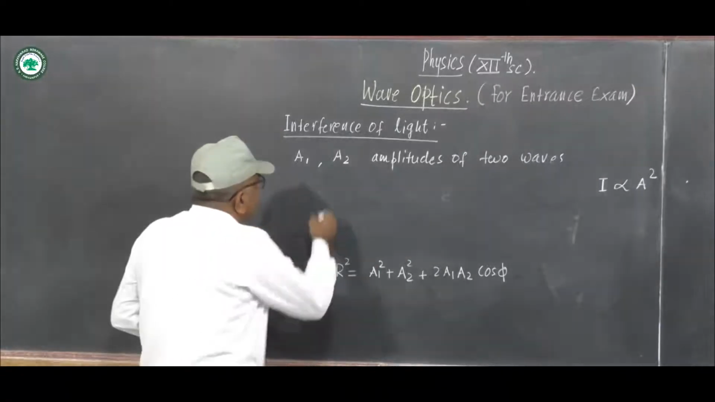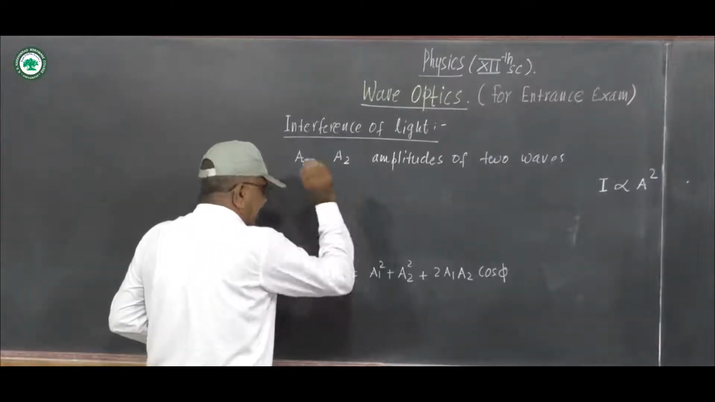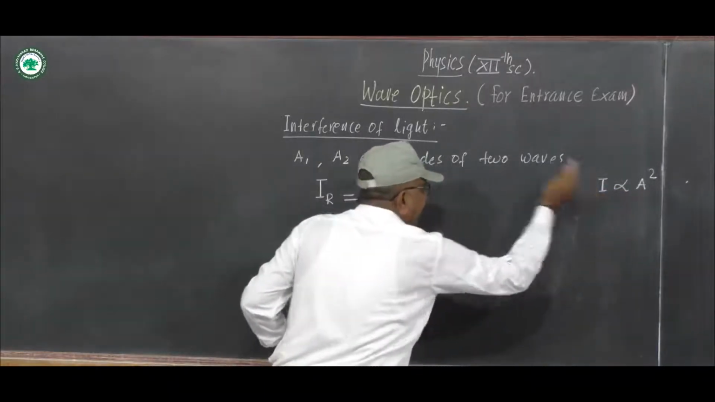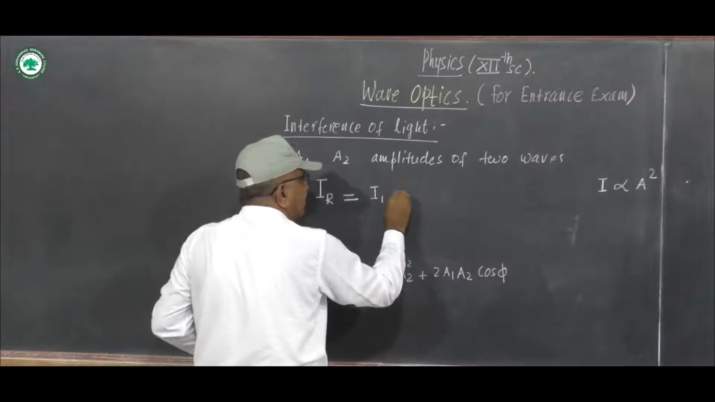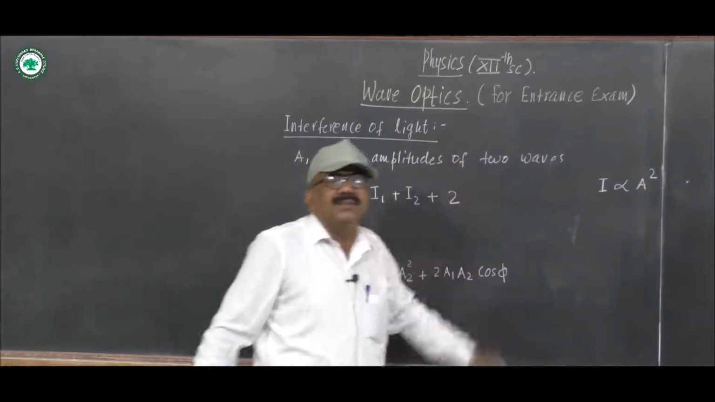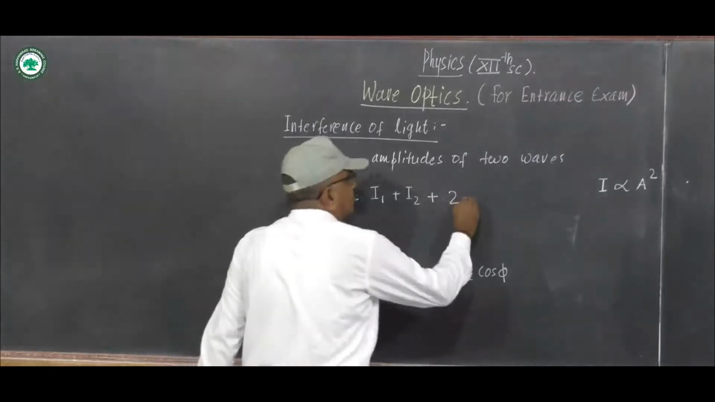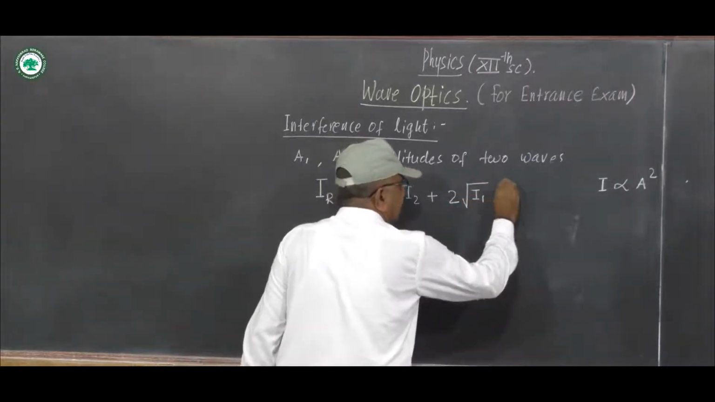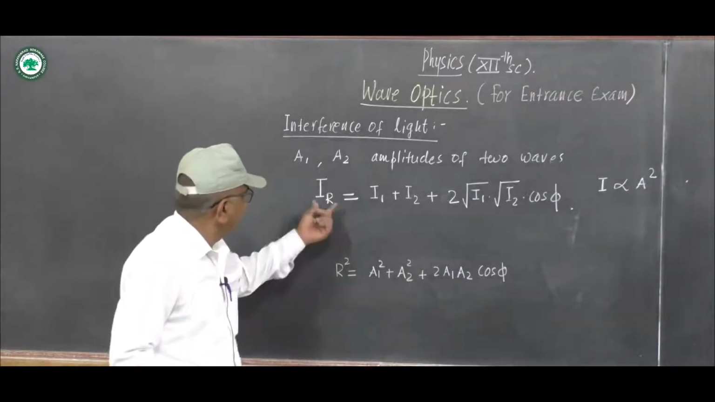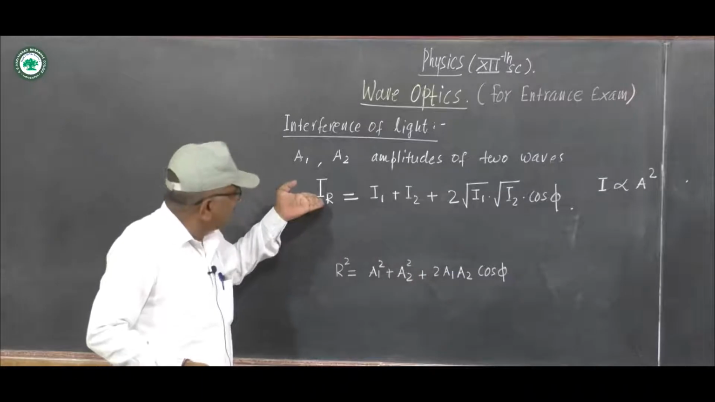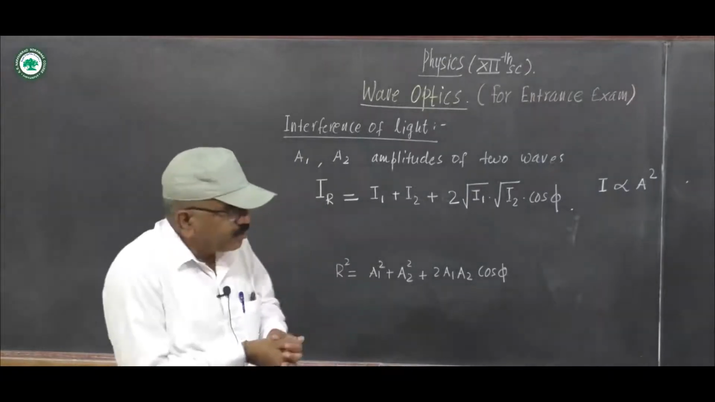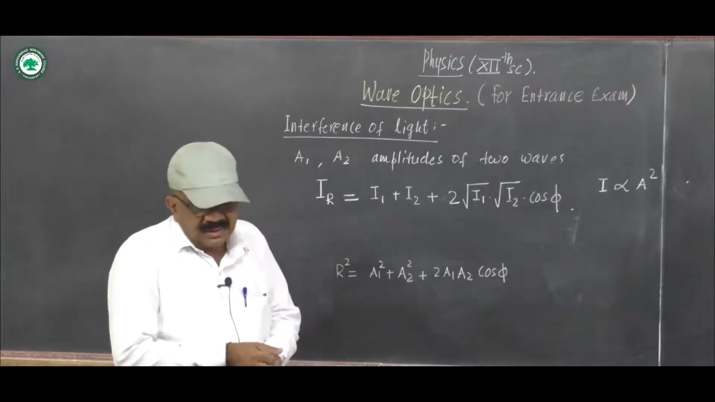This is the resultant intensity, and hence we write IR is equal to A1 square, that is I1, plus I2, plus 2, as I is directly proportional to A square, so A is nothing but square root of I, 2 square root of I1 into I2 cos phi. In terms of intensity, this amplitude equation becomes IR is equal to I1 plus I2 plus 2 square root of I1 square root I2 cos phi. IR is nothing but the resultant intensity.